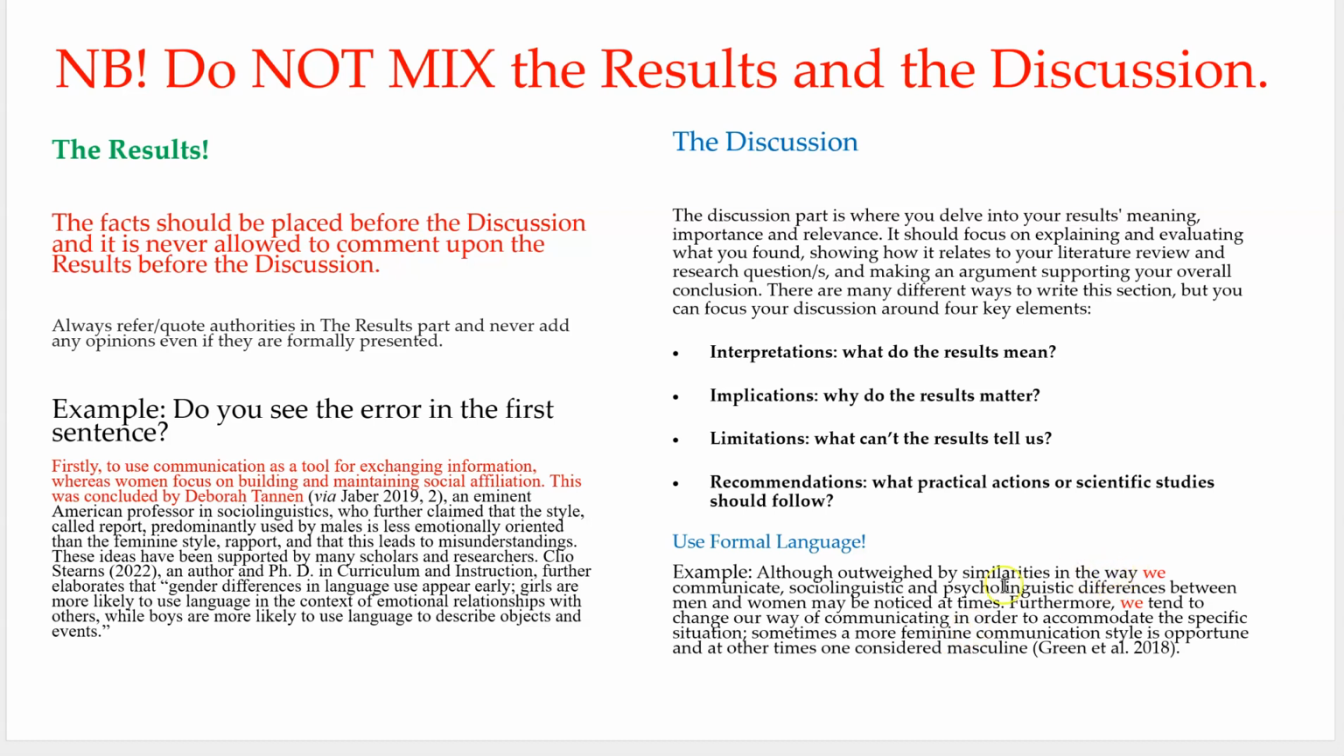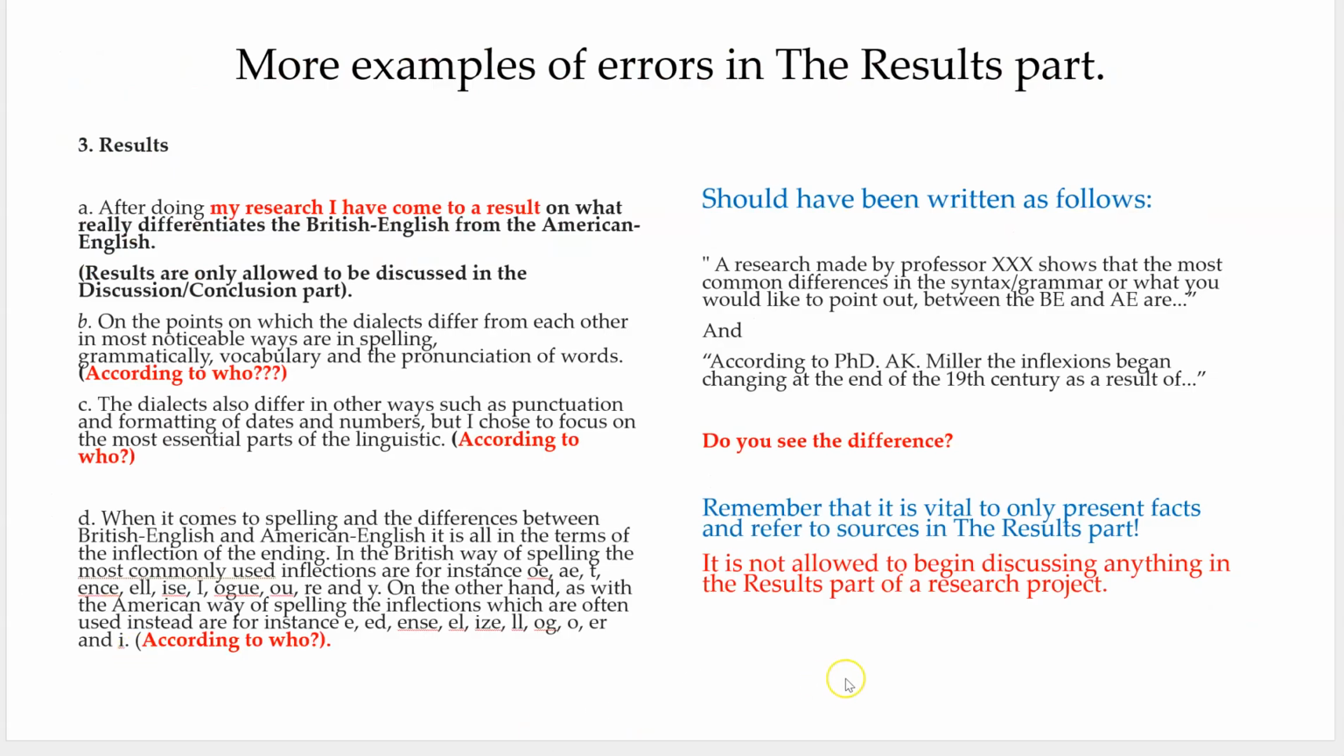So avoid any, look here, example from another student, "although outweighed by similarities in the way we communicate." Instead you could say people or humans. Furthermore, "we tend to change our way of communicating." No, do not say we, say humans or people. It's more correct. Here are some other examples of errors in the results part.